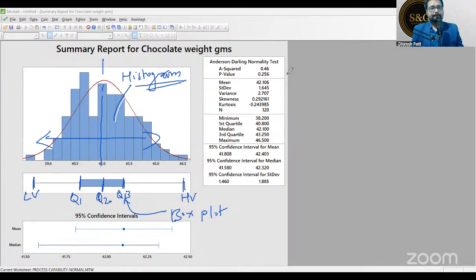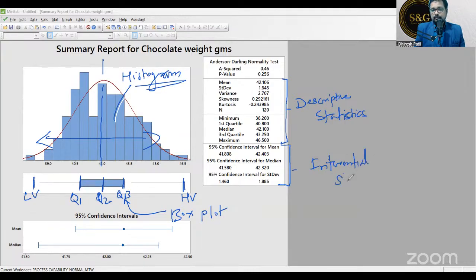Super clear? Very good. Now look at this. This portion is called descriptive statistics, which we have learned. This portion is called inferential statistics, which we have not covered today.